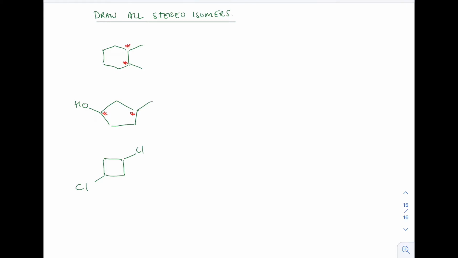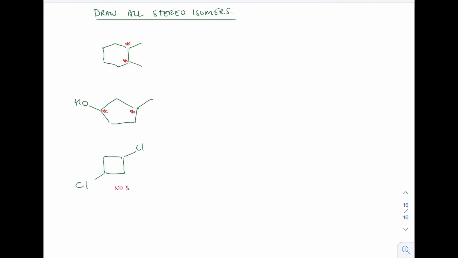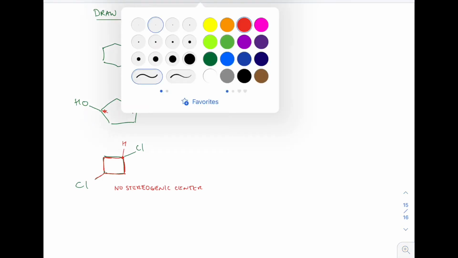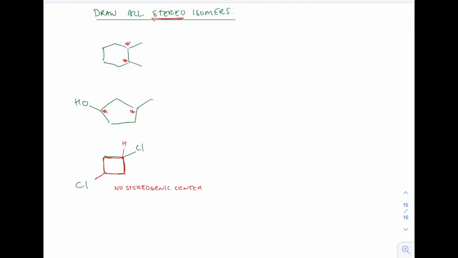We're pointing out stereogenic centers, and the cyclobutane compound doesn't have any stereogenic centers because that chlorine is bound to a carbon, and if you go to the left or the right, depending on how you look at the molecule, it's the same path. You're not having any difference in substituents, so there's technically no stereogenic center on that.